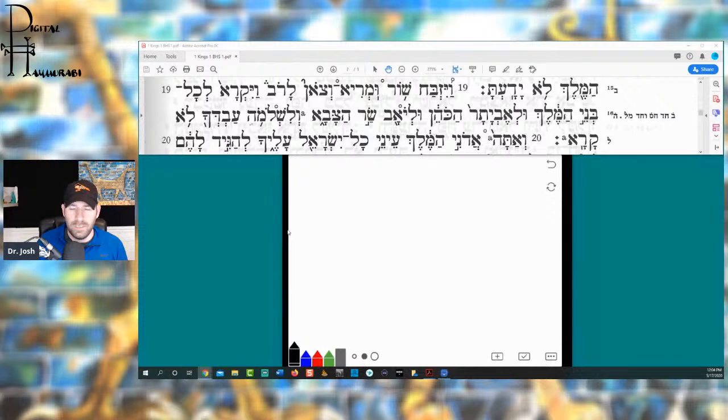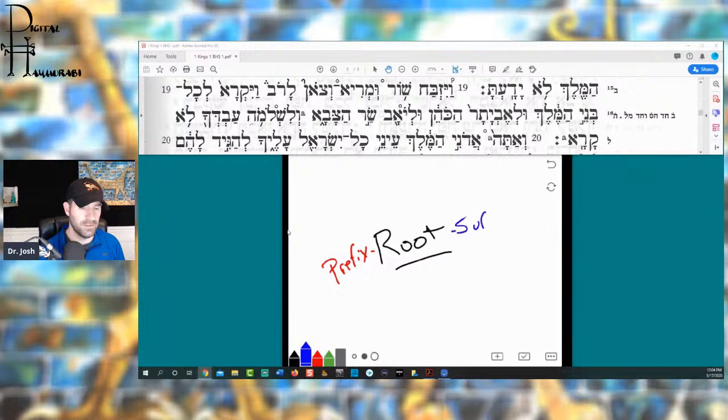Well, Hebrew doesn't do that, and a lot of languages don't. Most Semitic languages don't do that. What they do is you have a basic root, right? You have a basic root, and to that root, they'll add prefixes, they'll add suffixes, and then they'll add infixes.